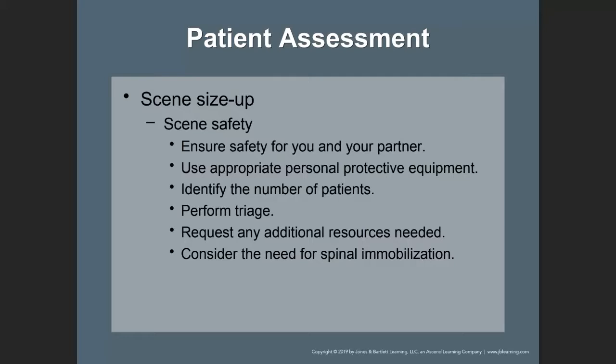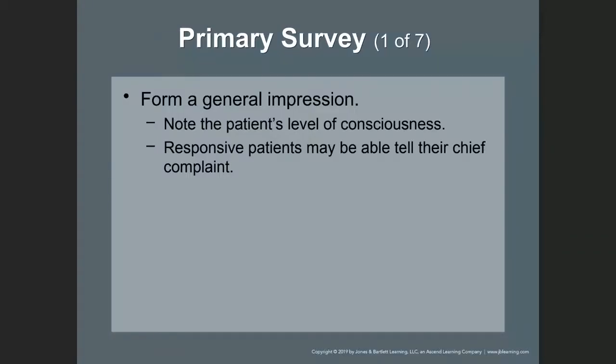Now, the patient assessment. First, start with the scene size up, scene safety. Ensure the scene is safe for you and your partner or you and your crew. Use appropriate personal protective equipment. Identify how many patients, if necessary. Perform triage, which is sorting patients based on priority. Request any additional resources needed. Consider the need for spinal motion restriction.